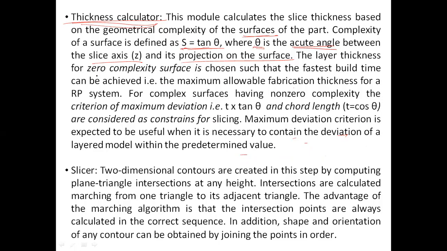With a zero complexity surface, wherever the zero complexity surface was obtained, that layer thickness was assumed to be the maximum allowable layer thickness. Based on that, the layer thickness was defined. So what we were trying to assume is a zero complexity surface. Wherever the complexity value S started to go as minimum as possible, that value was picked up.